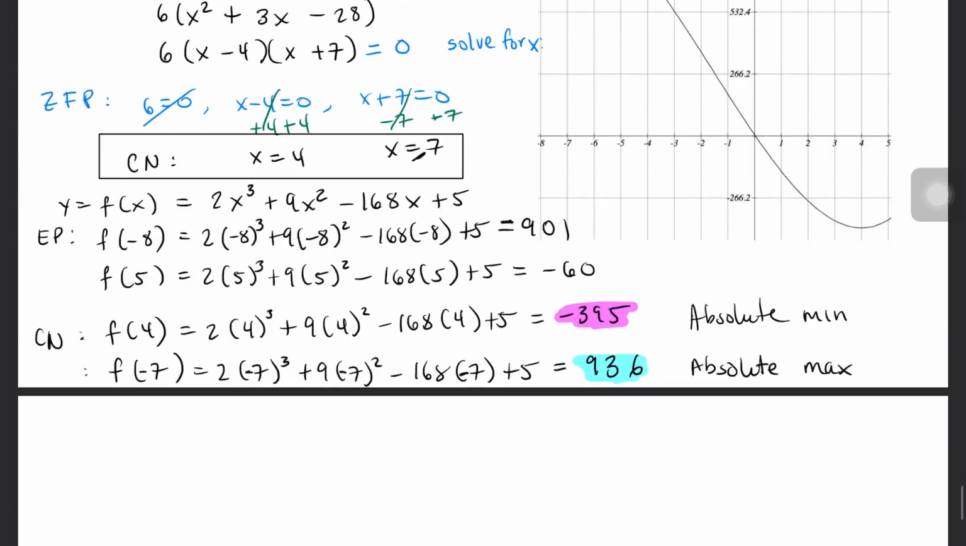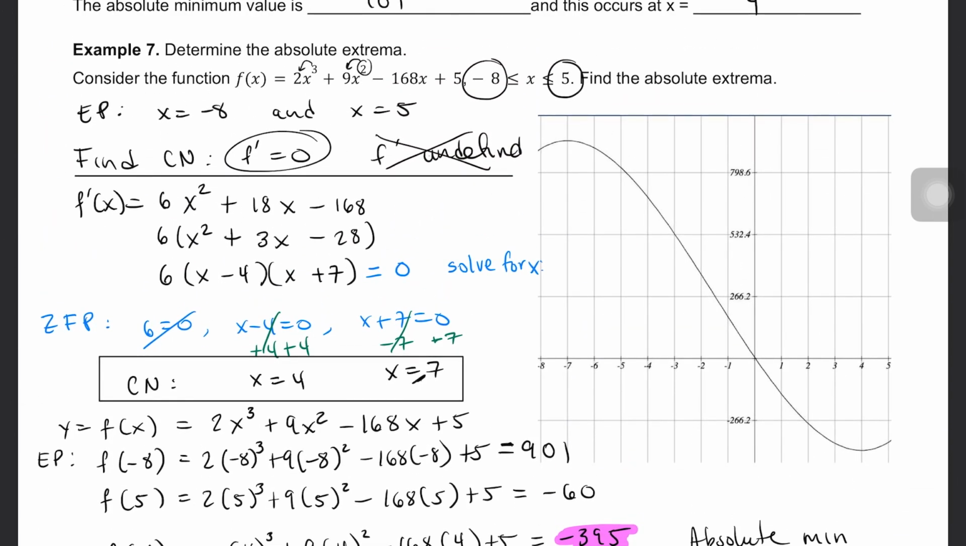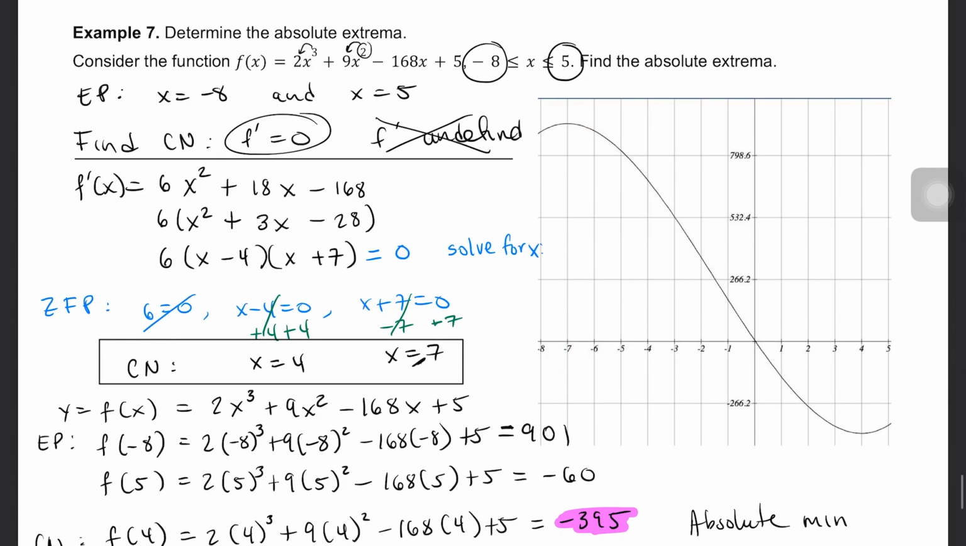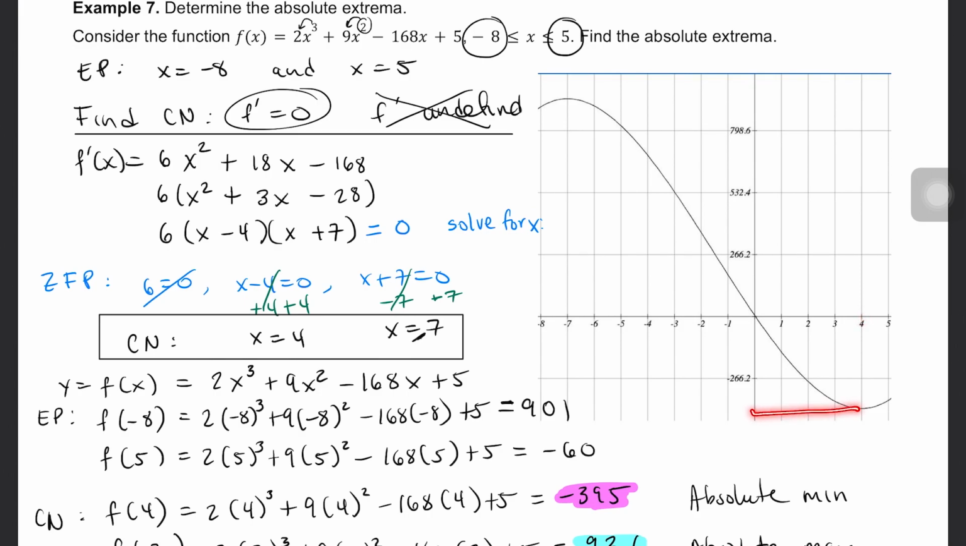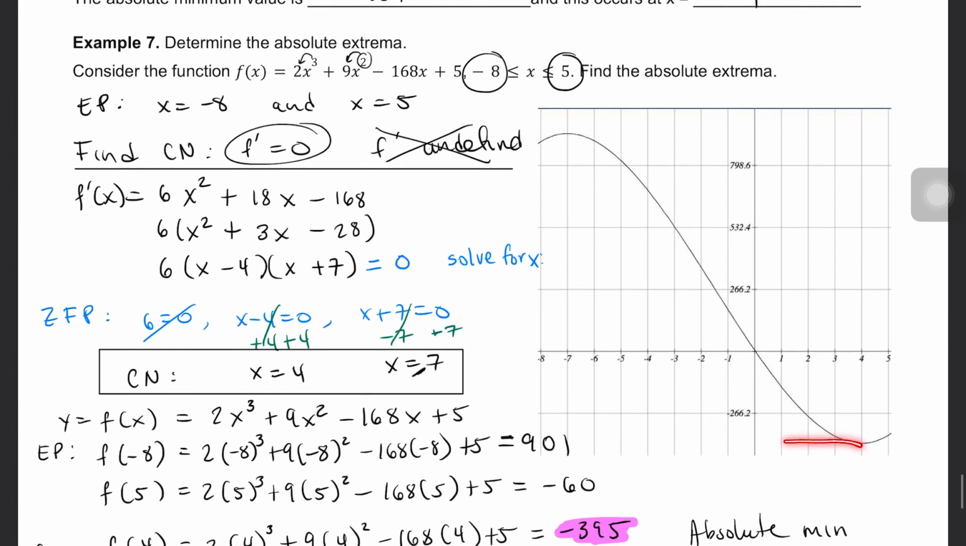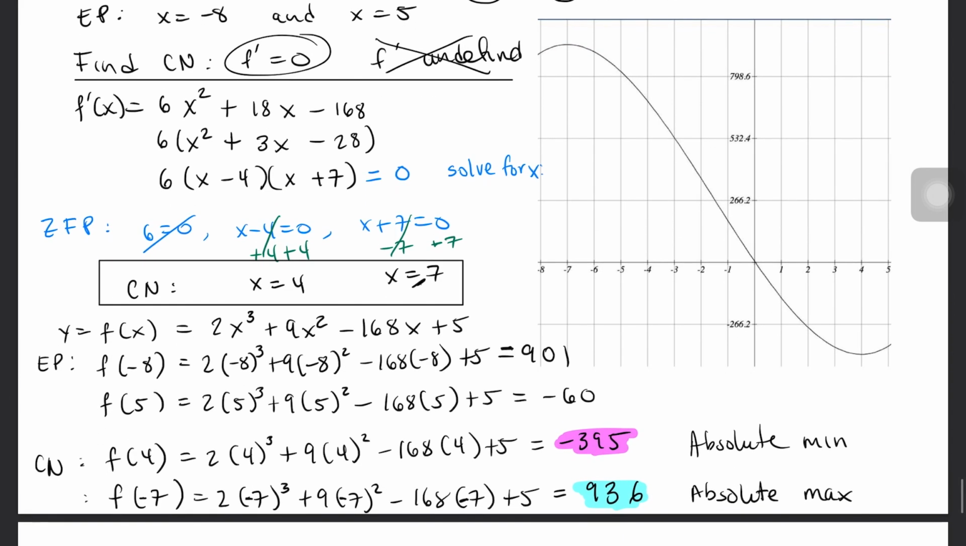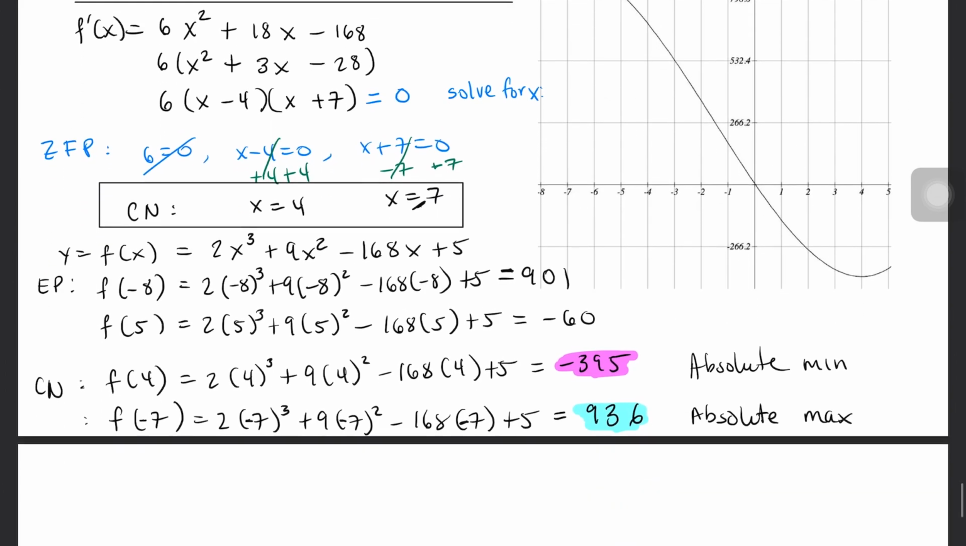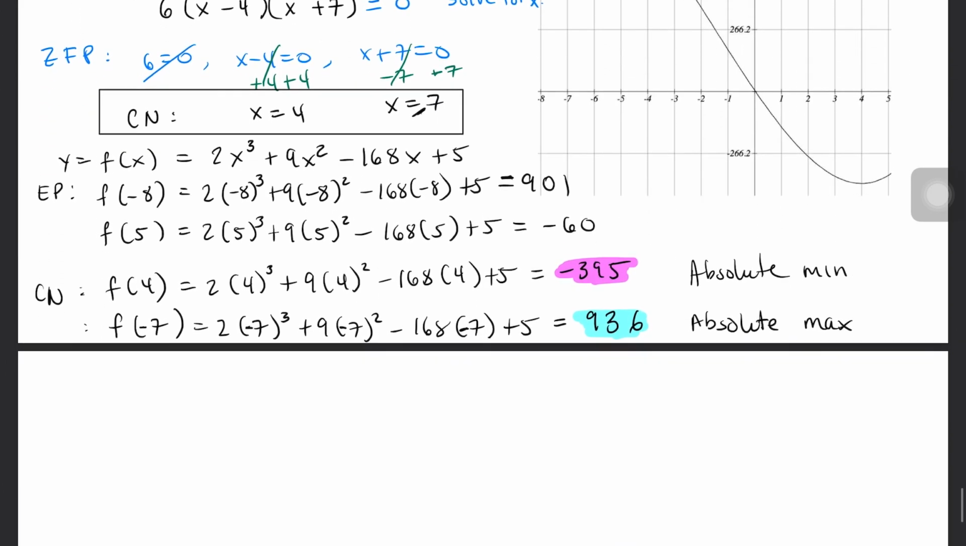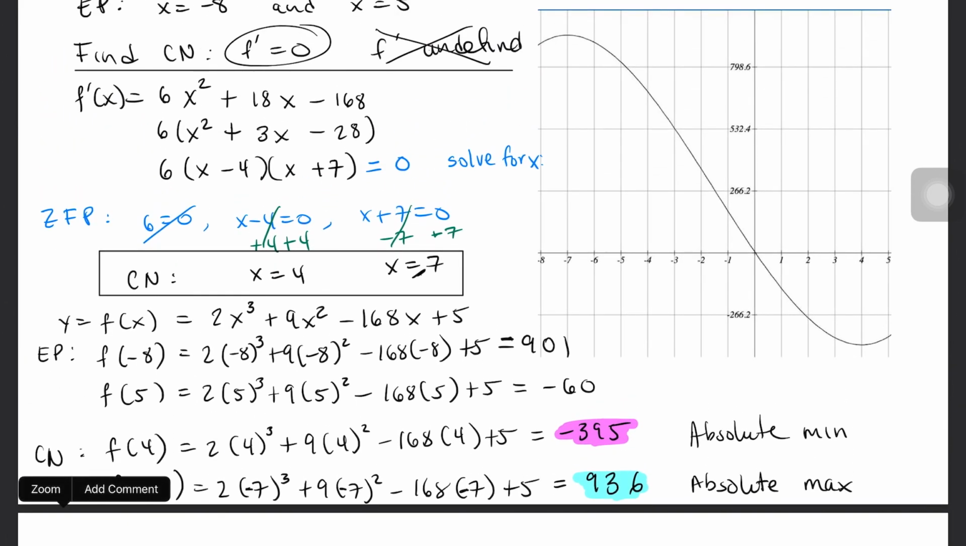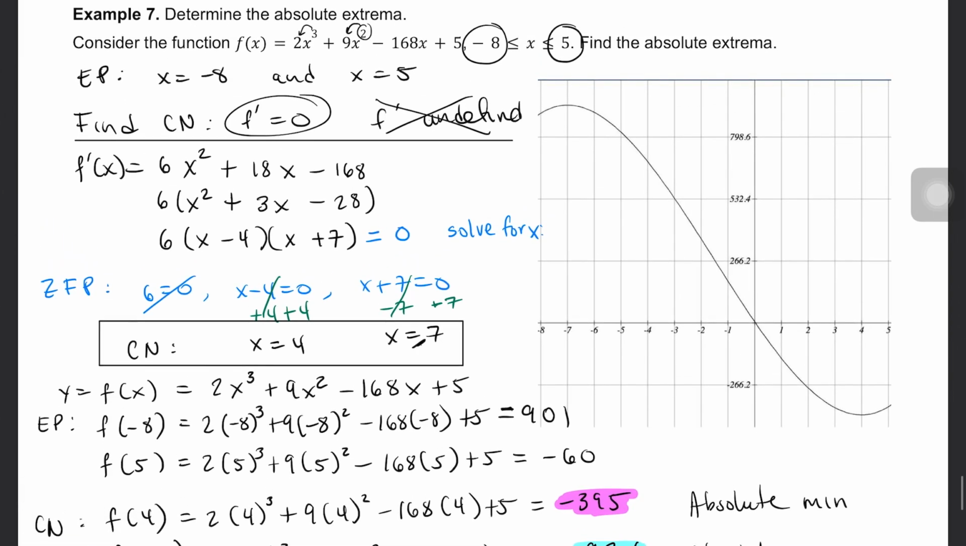So there you go. If you go back to the graph, just to give us a perspective, at negative 7 you have the highest value of the function, and at 4 we have the lowest value of the function. In fact, it was roughly around negative 395, and this is roughly around 936. I hope you found this helpful. I think this is a pretty nice approach. Just a quick recap: find the critical numbers and test them along with the endpoints in the original function. You don't have to actually find the local max and local min.